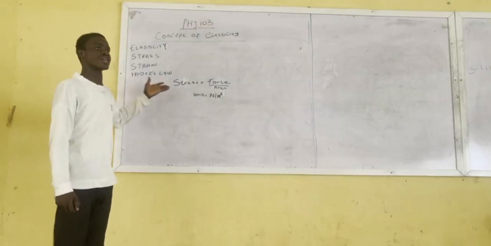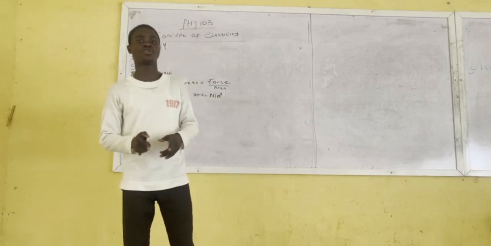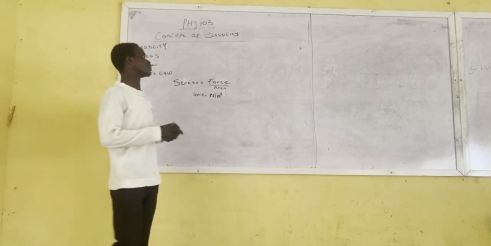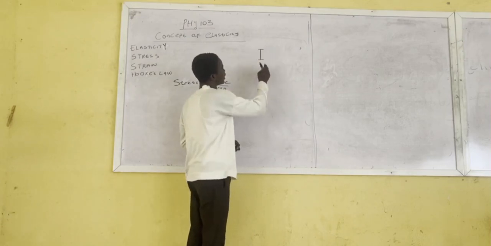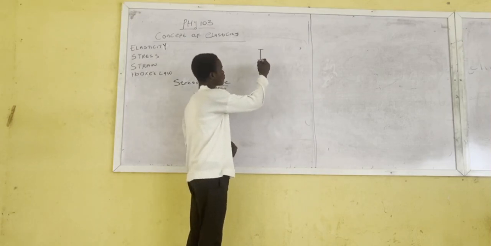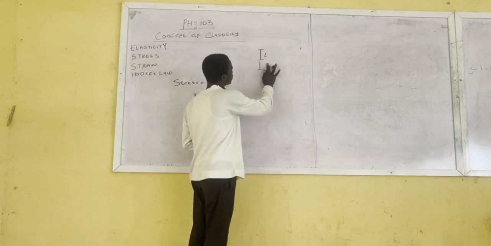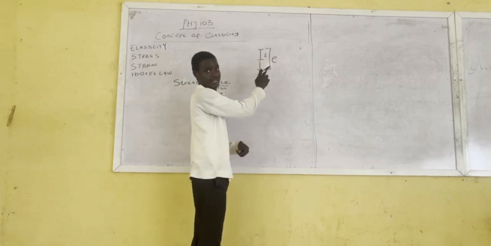Now, we define strain as the change from the original length to the extended length. Let's say you have a rubber band at this level. Now you stretch it, that is, you added an external force and it moved to this level. Now, this is the initial length, and this is the new extended length.